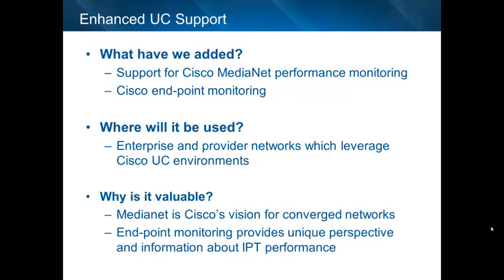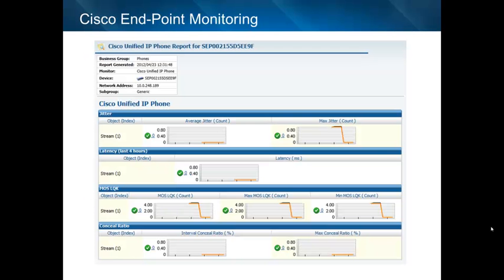Cisco Endpoint Monitoring allows organizations to query the individual endpoints, for example, a Cisco phone, for information from the phone's perspective on the edge of the network as to the performance of the communication. You can see in this example report, the endpoint has the ability to report metrics such as jitter, latency, and the conceal ratio. Jitter and latency are fairly straightforward metrics.